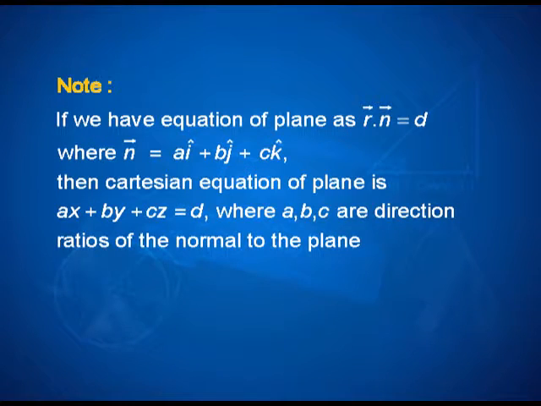Now, what we have to note here is that if in the equation r dot n cap equal to d, in place of a unit vector I have, say, a vector n known to us, and we have an equation given as r dot vector n equal to d, then the Cartesian equation of the plane would translate as ax plus by plus cz equal to d. Then a, b, c, that is the coefficients of x, y, z, are the direction ratios of the normal to the plane.